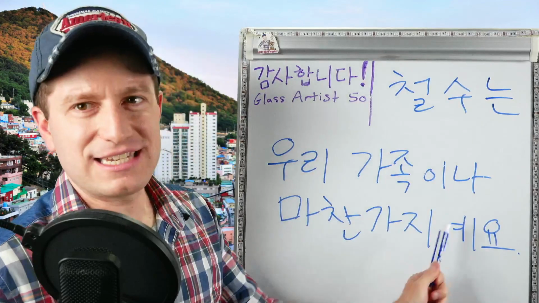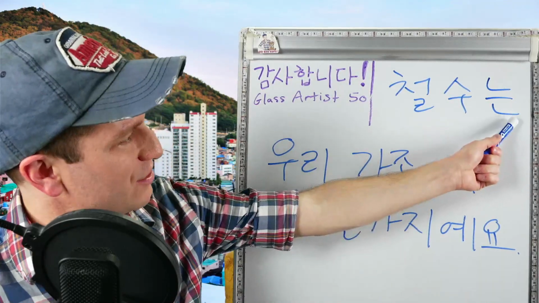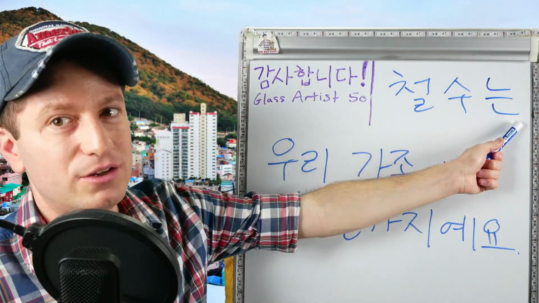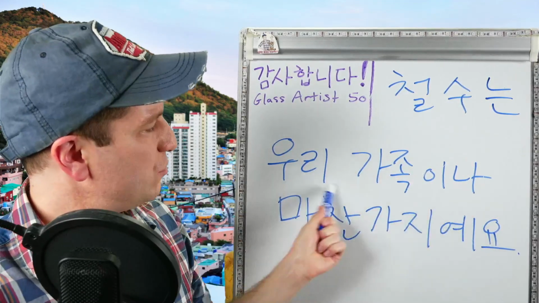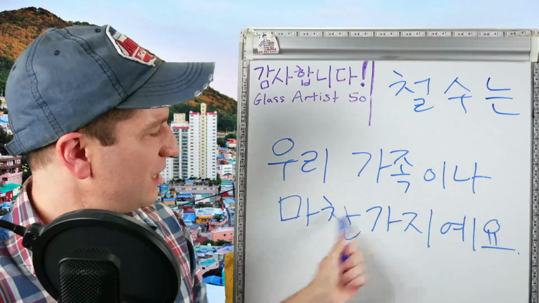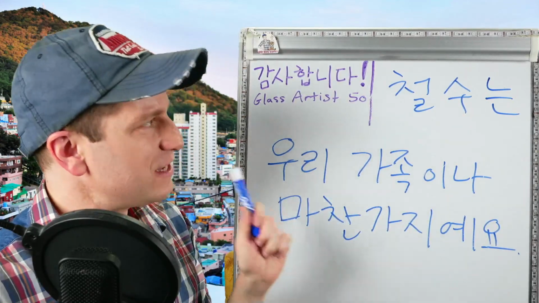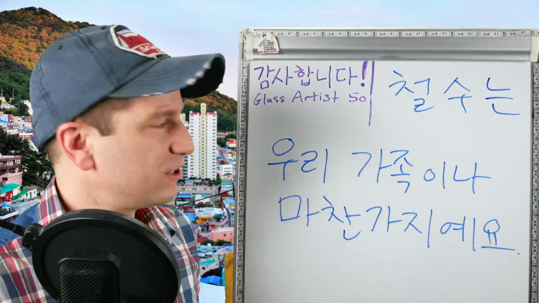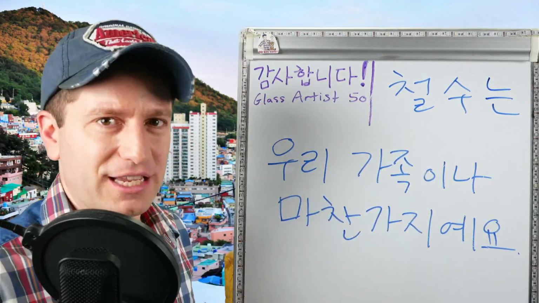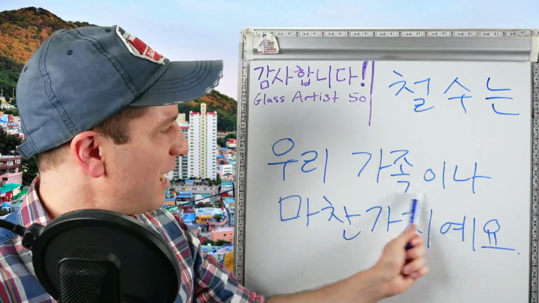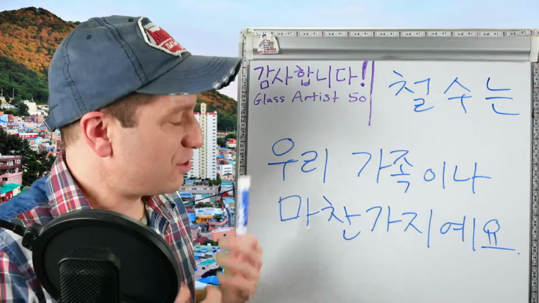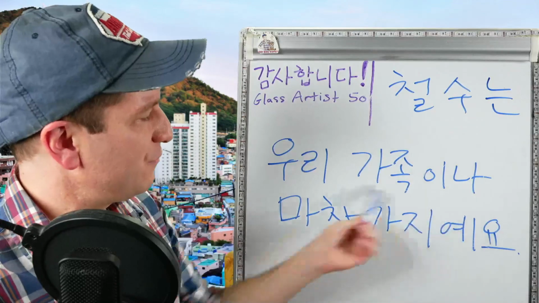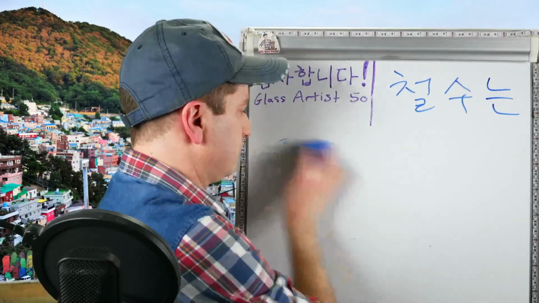으나, 마찬가지 이다. 철수는, so our friend 철수, well, he is 마찬가지예요. He's the same as if he is 우리 가족. So 우리 가족이나 마찬가지예요. He's the same as if he's our family member, or more naturally, 철수 is practically our family. 철수는 우리 가족이나 마찬가지예요. So he's practically our family. So literally though, he is the same as if he's our family.